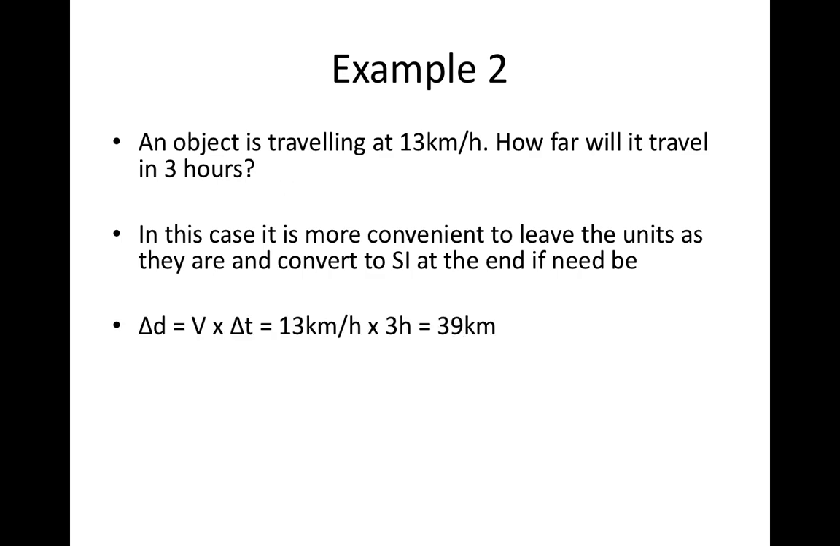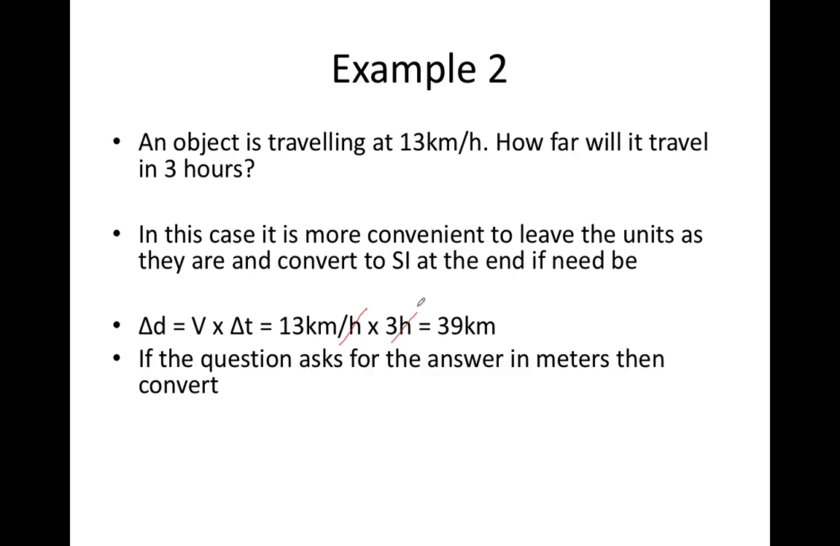So we can simply multiply 13 kilometers per hour times 3 hours, and notice that the units cancel because they are consistent units. So hours cancels hours, and you're left with kilometers. If the question asks for the answer in meters, then you can convert at the end. So it's 39,000 meters.